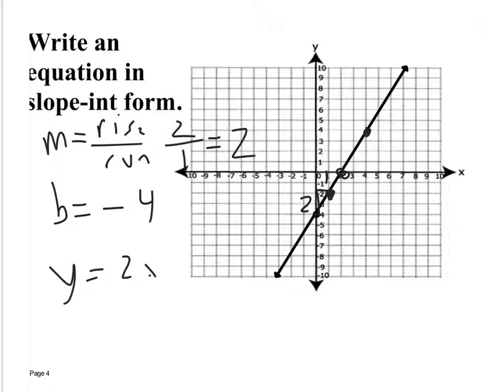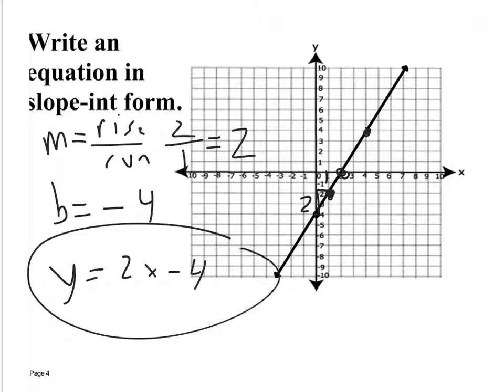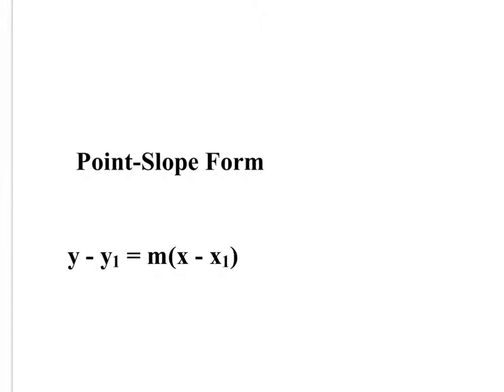Y equals 2x. You can write plus negative 4. You can just write minus 4. It's the same thing. I won't count it wrong if you write plus minus 4. Usually, when you have a plus and a minus side by side, the minus is going to win out. So it doesn't matter how you write it, but that's your answer. Good.